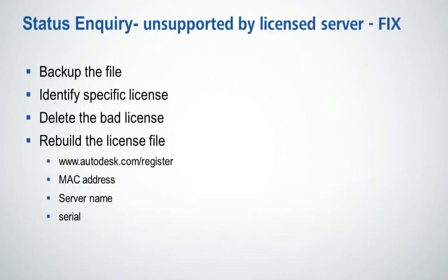Basically, you want to back up a file before you make any adjustments to it. You want to identify the specific part of the file. Here, we know that it says the errors with AutoCAD, so I'd look for the AutoCAD portion of the file. I will delete that bad license and rebuild the file.